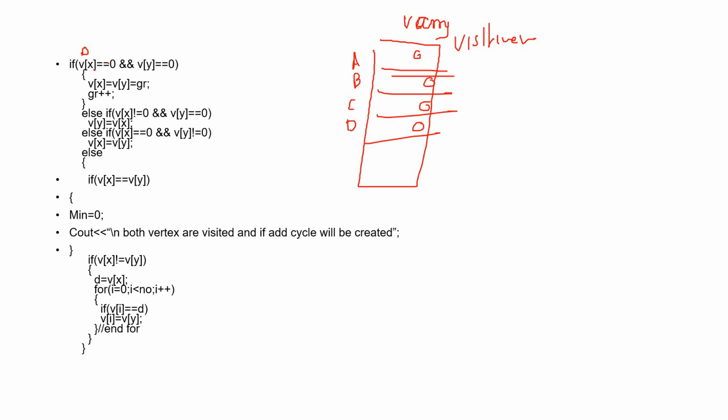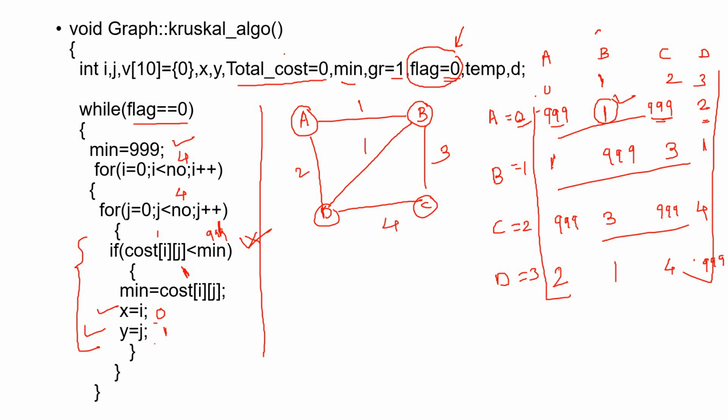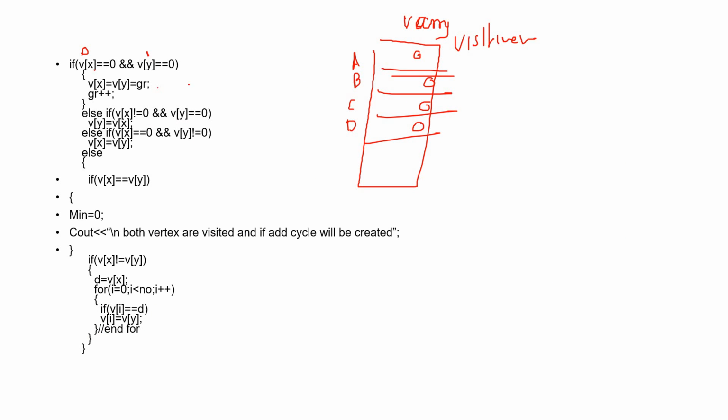Now v of 0 is equal to 0, and v of 1 is equal to 0. So v of 0 and v of 1 are set equal to gr, and initially you can see that gr value is equal to 1. That's why v of 0 and v of 1 are equal to 1. What does it indicate? We have visited those two vertices. Okay, I have visited vertices 0 and 1, and now gr value will be incremented by 1. So it will become 2, as previously it was 1.